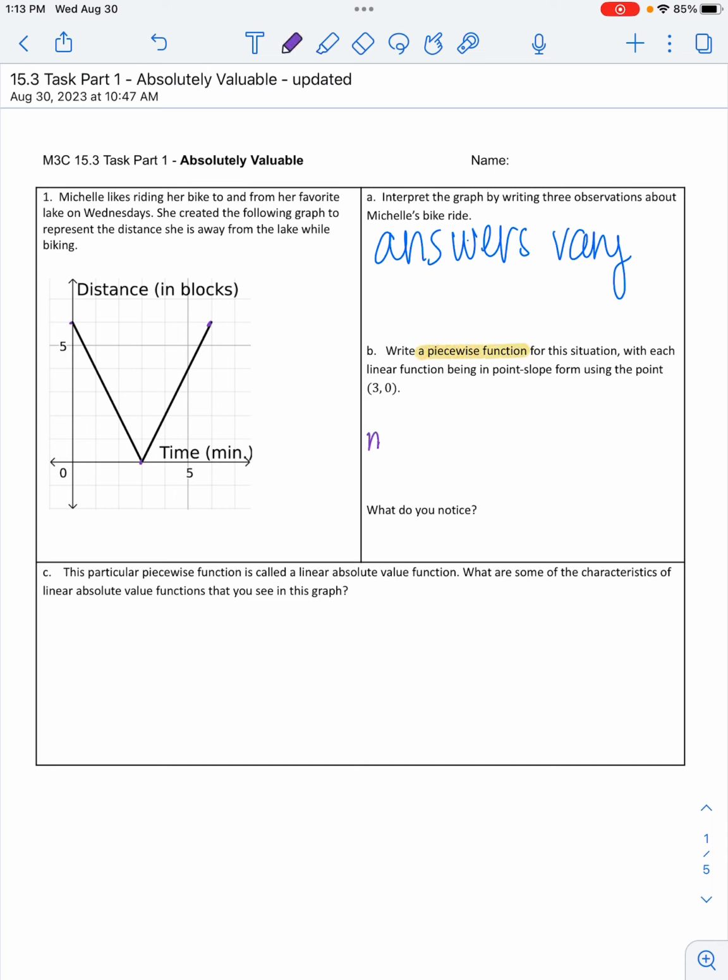So hopefully for your piecewise function, maybe the Pear Deck helped you, maybe you're still confused, but when you write a piecewise function, please remember that we need a piece for each part of the graph. So we're going to talk about the left side part first. So the left side piece is going to have a slope of -2, and it asks us to use the point (3, 0). So we'll have x minus 3. And this piece exists from when x is 0 to when x is 3. So from 0 to 3 minutes, that's the first piece.